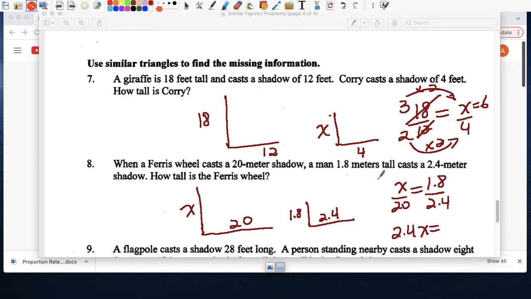2.4x equals 20 times 1.8, which equals 36. Divide both sides by 2.4, and x equals 36 divided by 2.4, which equals 15. So the height of the Ferris wheel is 15.